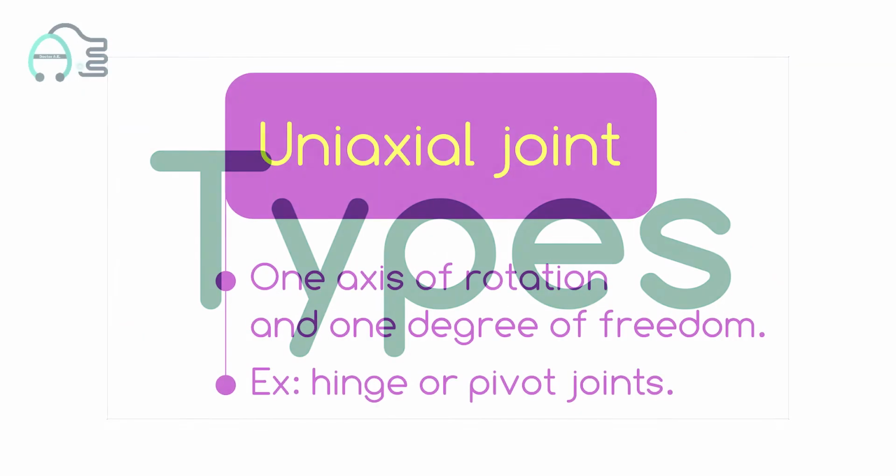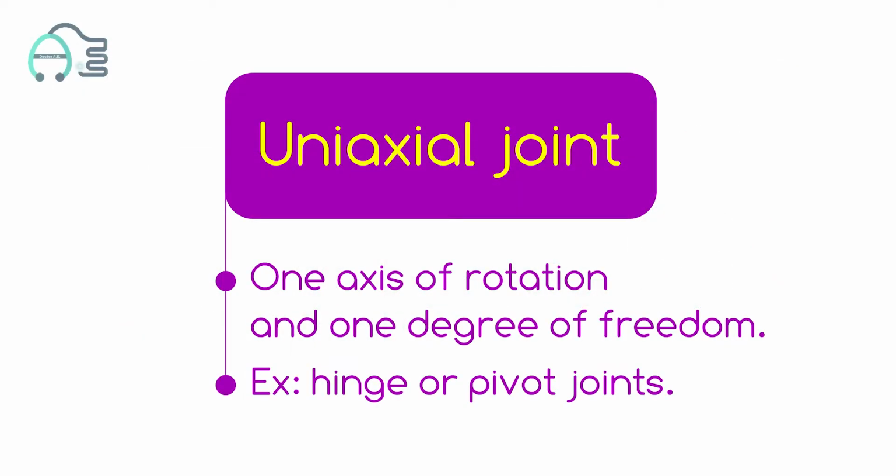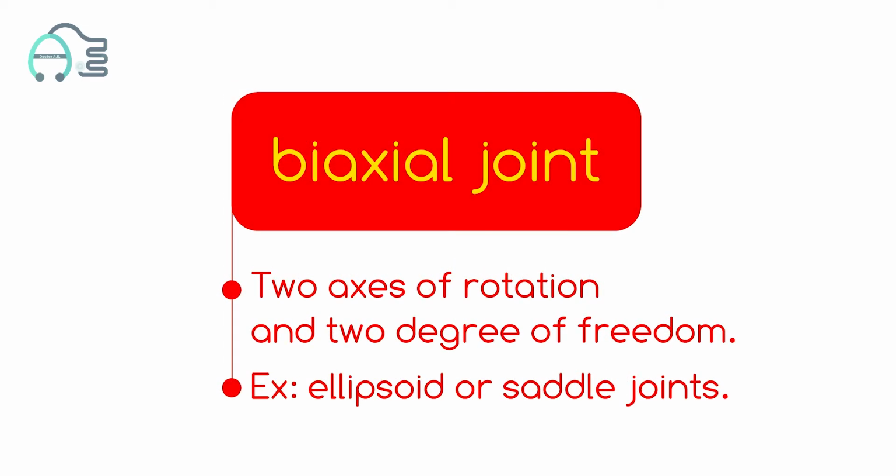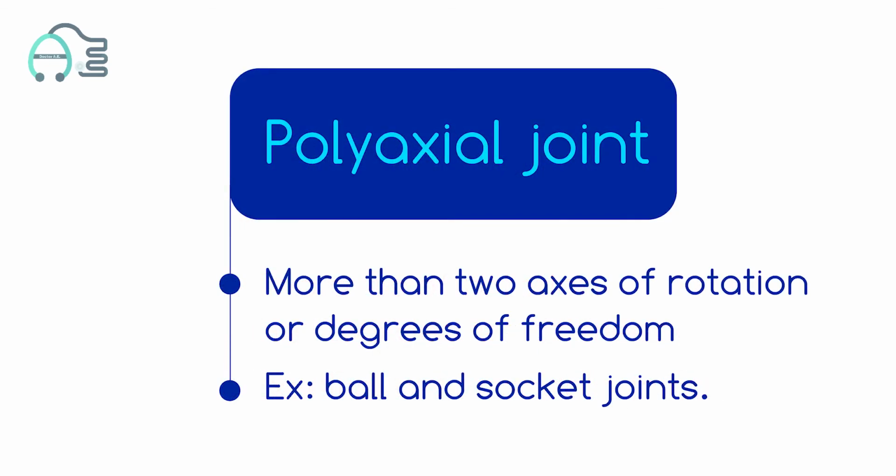Types. Uniaxial joint has one axis of rotation and one degree of freedom. Examples: hinge or pivot joints. Biaxial joint has two axes of rotation and 2 degrees of freedom. Examples: ellipsoid or saddle joint. Polyaxial joint has more than 2 axes of rotation or degrees of freedom. Examples: ball and socket joints.